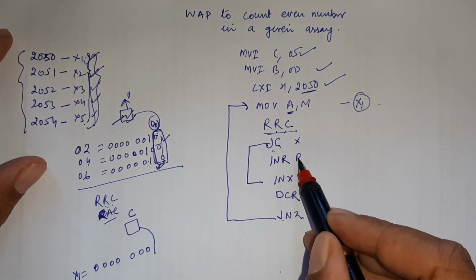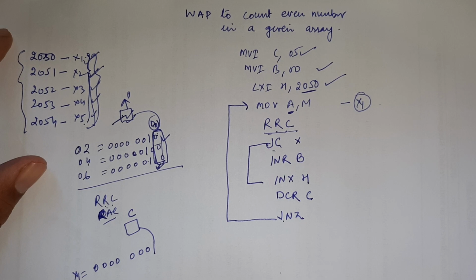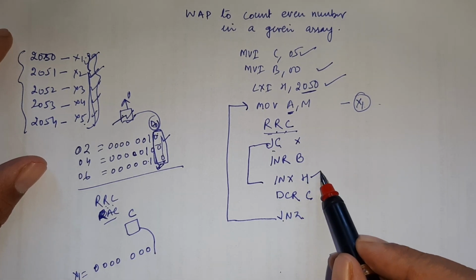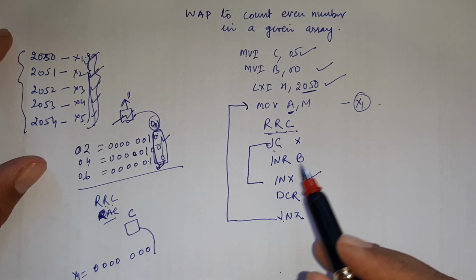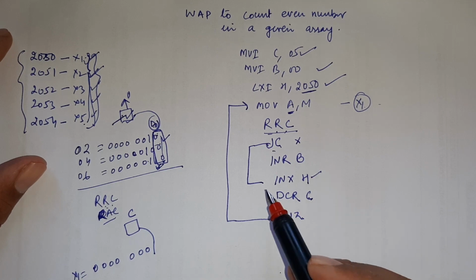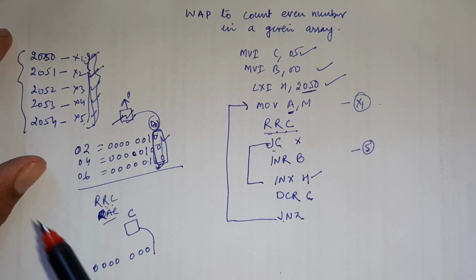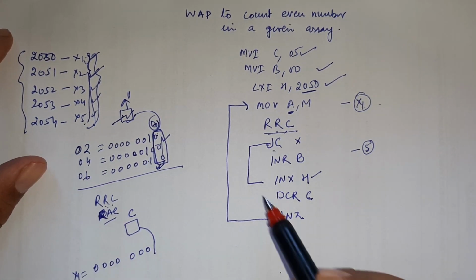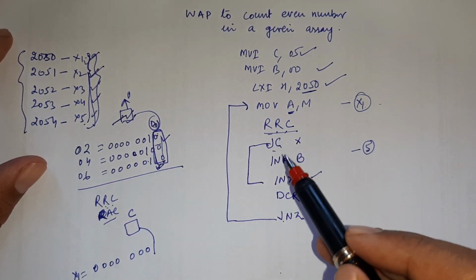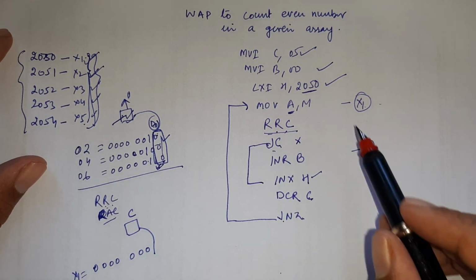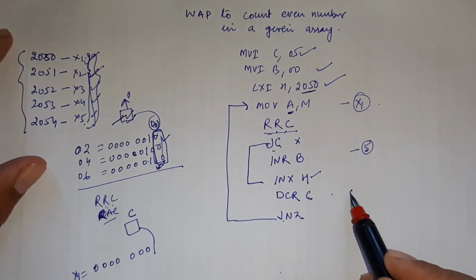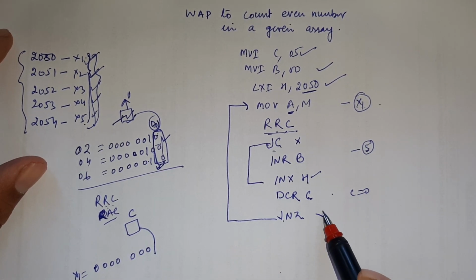Increment B, and again next number, DCR C, and this will repeat 5 times because we have taken 5 numbers. So this loop will work 5 times. After completing the loop, when C becomes 0, this condition will be false.